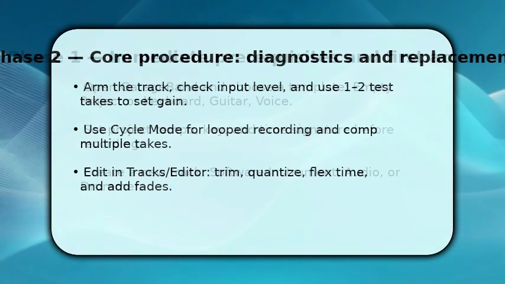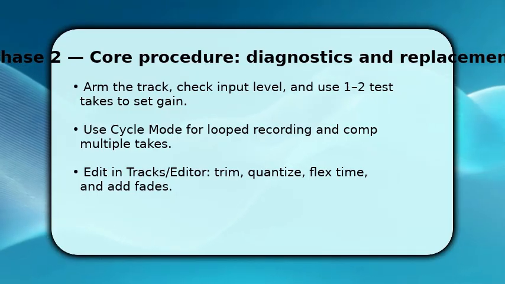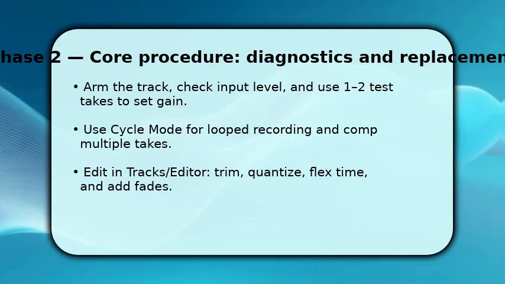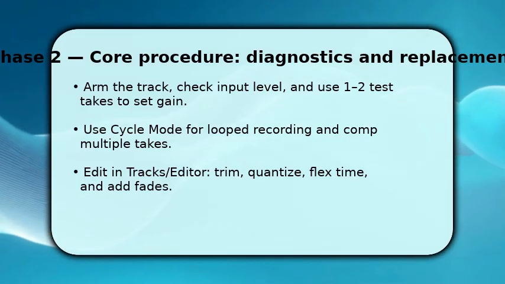Now you record and shape performances. You arm the selected track, confirm input levels with 1 or 2 test takes so clipping is avoided, and engage cycle mode to record multiple passes. Once you have takes, use take folders to comp the best phrases. This combines timing and pitch choices neatly.